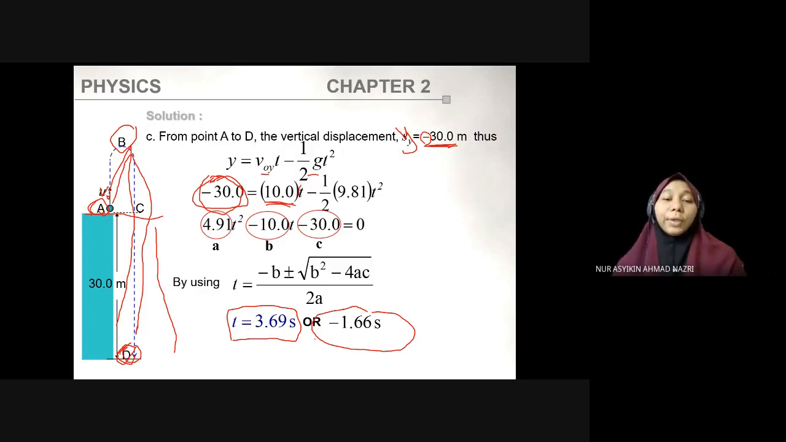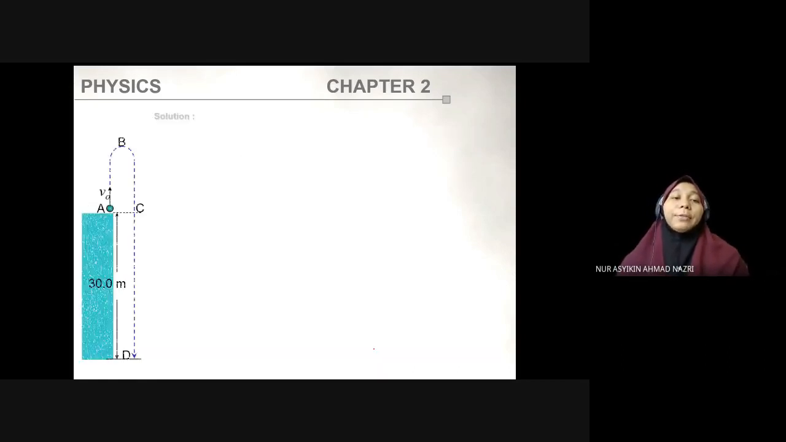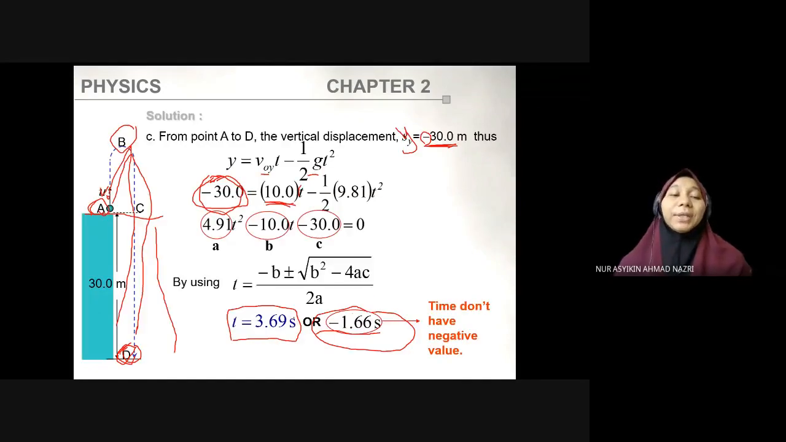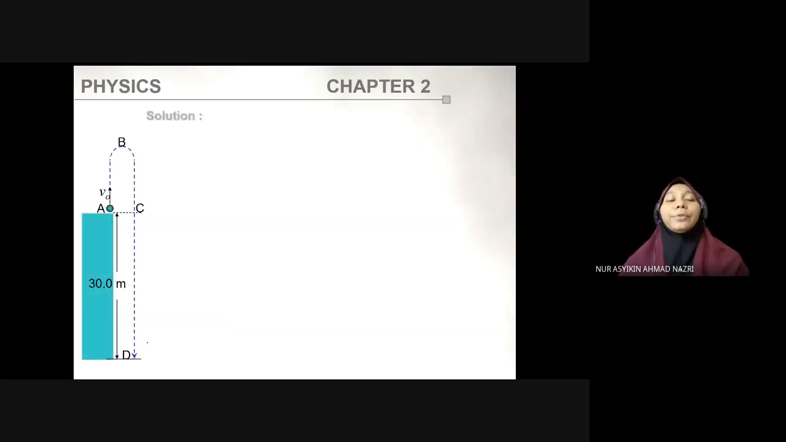Kalau boleh tunjuk awak smart sikit, janganlah tulis yang negatif ni. Okay. Maksudnya masa you present your answer kat examiner. Alright, so time don't have negative value. So dia kata yang ni dia cari D, time taken untuk A sampai pada D. Untuk D, you need to find the velocity at this point. Betul?